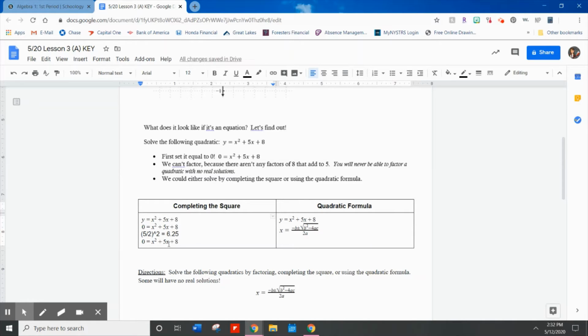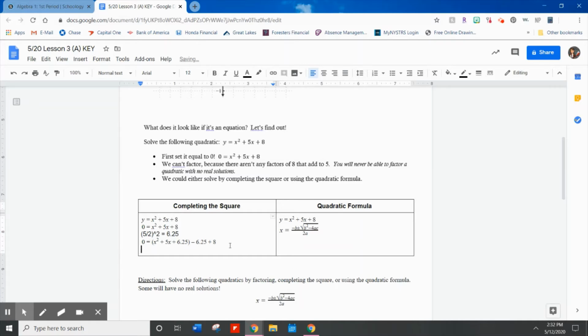Okay, so now we have to add that and subtract that. And then group our first 3 terms together. By the way, having a decimal when we complete the square can still work. So don't think that having the decimal indicates that there's no real solutions, because there are ones that have decimals and there are solutions. Okay, now we have to factor.